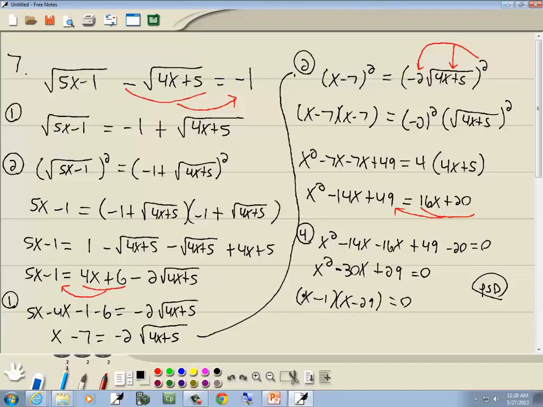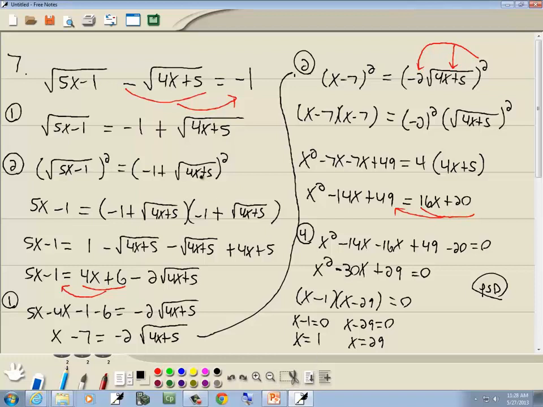Zero factor property: you get 0 on one side, you factor the other side, set each factor equal to 0. So I'll set x minus 1 equal to 0 and x minus 29 equal to 0. And we get x equals 1 and x equals 29. Maybe.